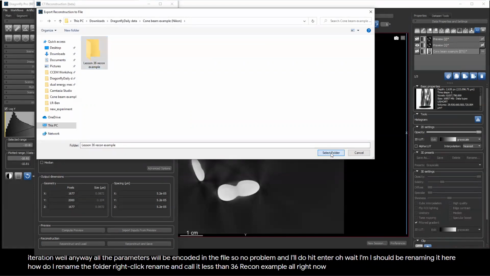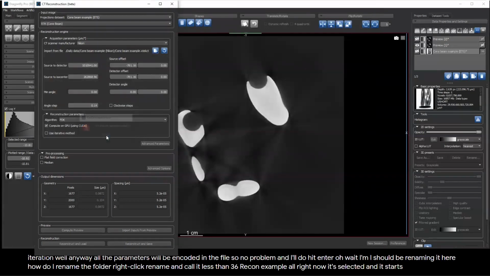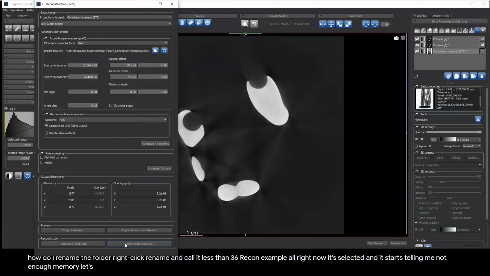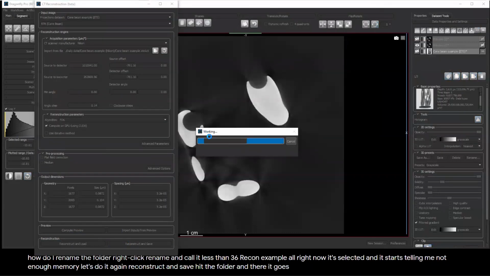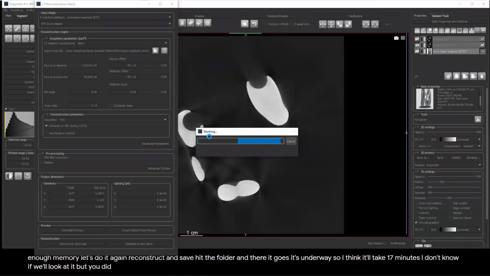All right, now it's selected, and it starts. It's telling me not enough memory. Let's do it again, reconstruct and save, hit the folder, and there it goes. It's underway. So I think it'll take 17 minutes. I don't know if we'll look at it, but you did see that you can see the individual reconstructed slices.